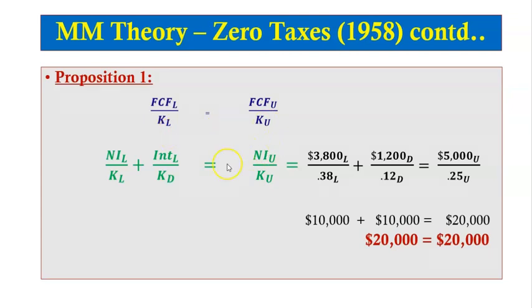We have proven both the propositions of theory using our numerical example. In the first case, we proved proposition 2 where we concluded that the WACC of the levered company was equal to the cost of equity of the unlevered firm. In the second bit, we learned that the value of a levered firm will always be equal to the value of unlevered firm provided there are no corporate taxes.